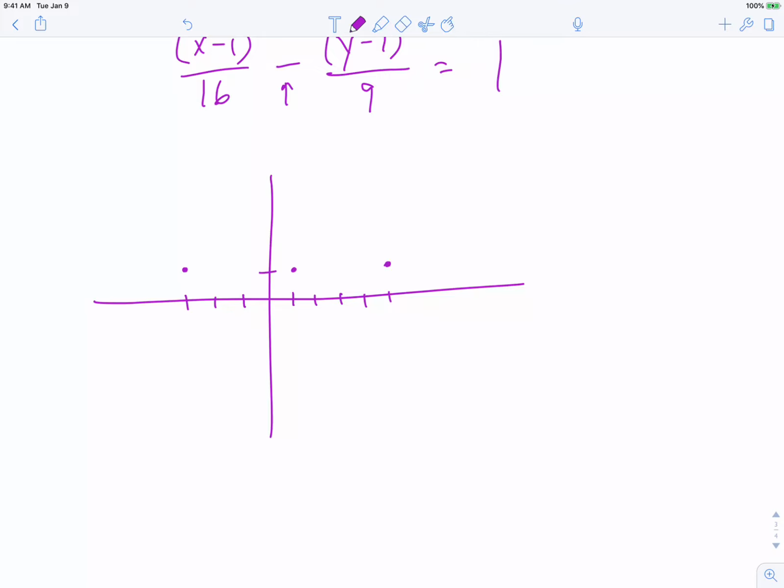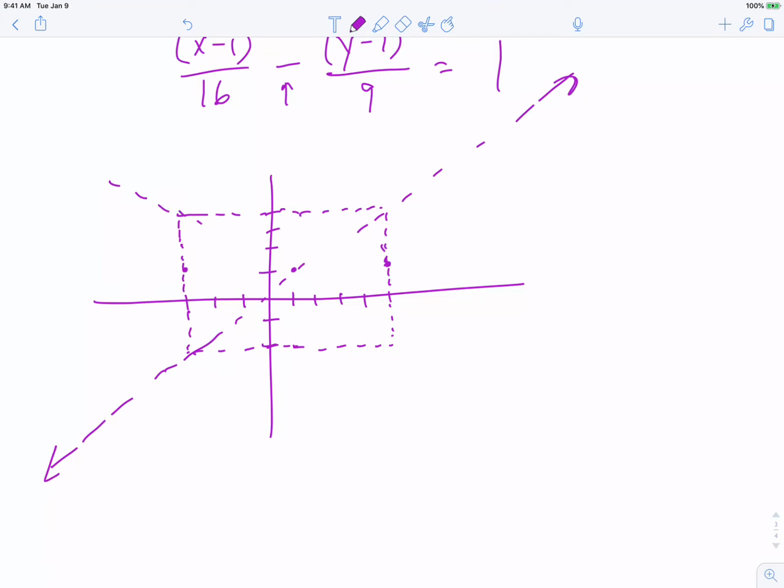There's that vertex. If I start drawing the box, we go 3 up and 3 down. So now we have our box. We'll draw in our asymptotes for help in graphing. And then our hyperbola looks like that.